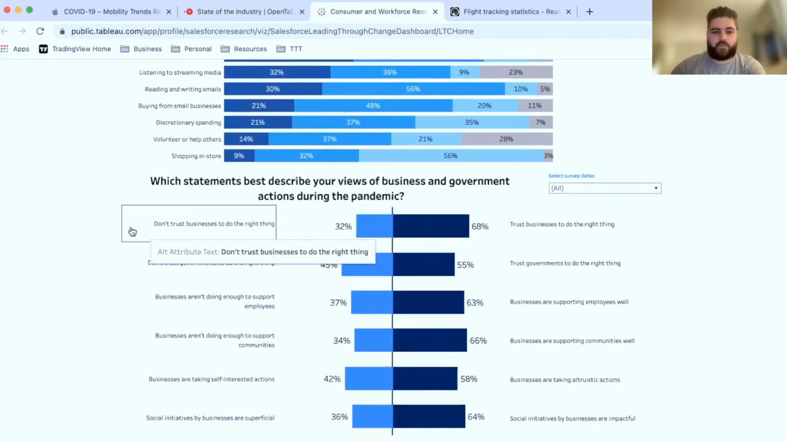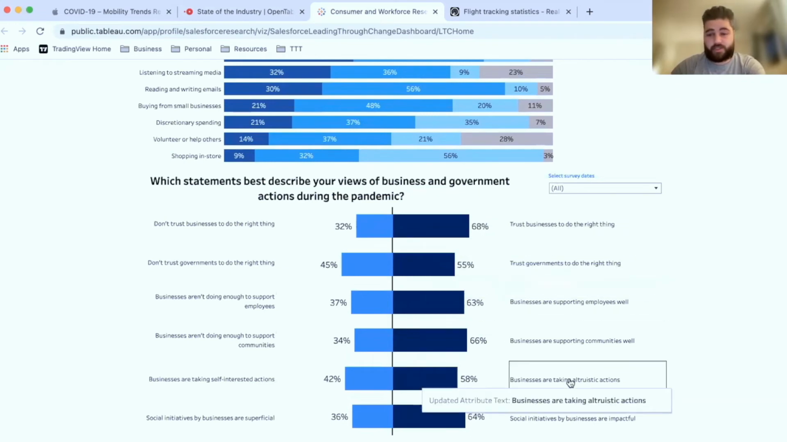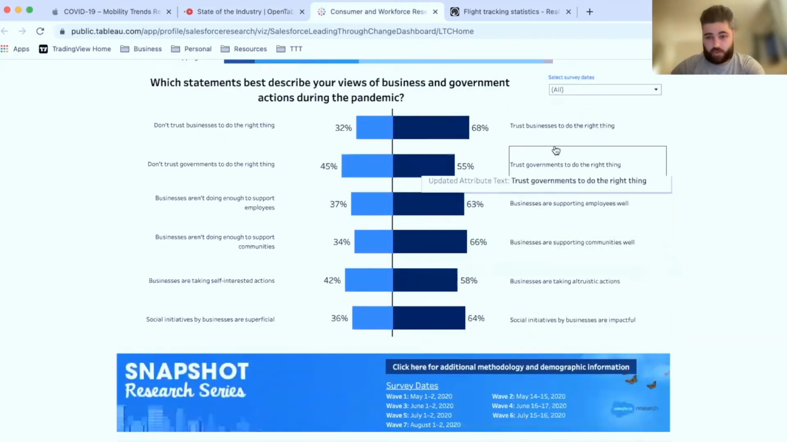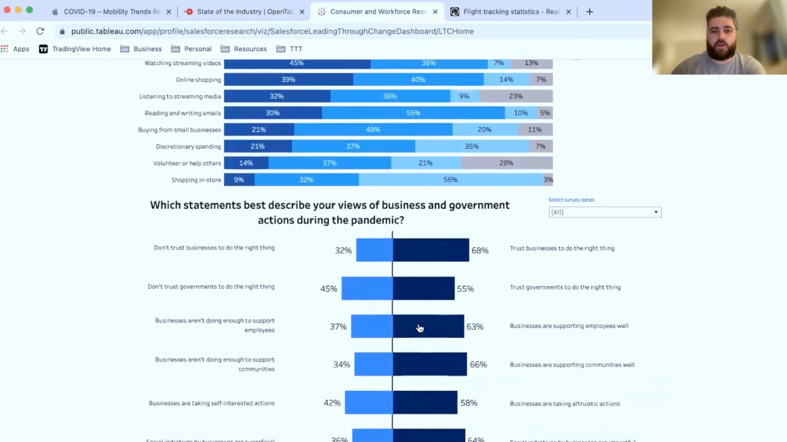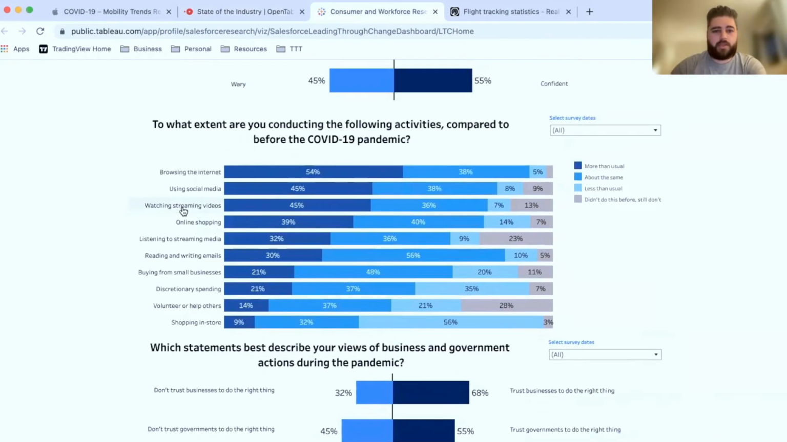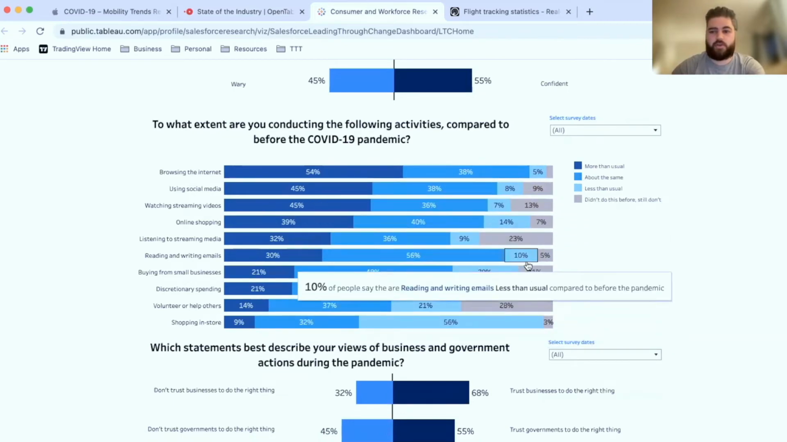But it's a good idea anyway, simply because naturally Western culture does copy from one to the other, so you can get general ideas of trends for other countries just off some of this data. And natural feeling, human emotion gets replicated all around the world. So simply, to what extent are you doing more of this or less of this compared to before COVID-19? Okay, more than usual, about the same, less than usual, didn't do it before and still don't.